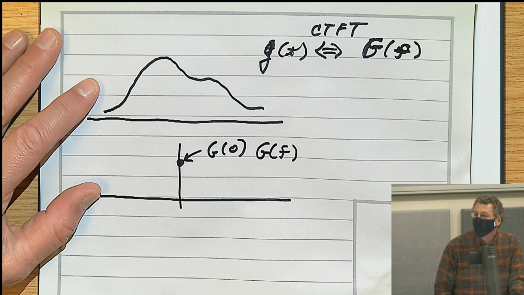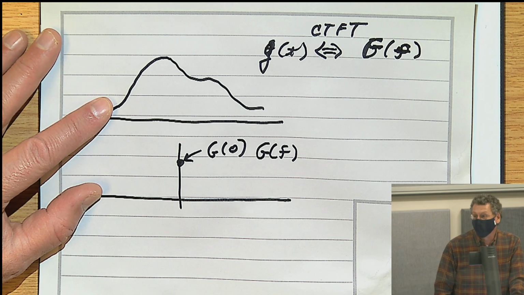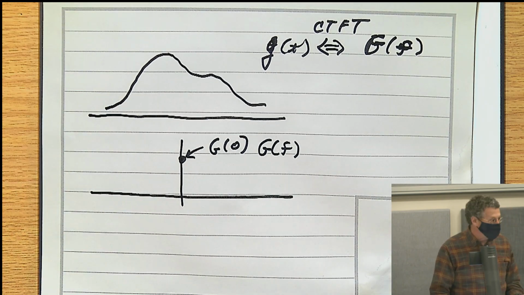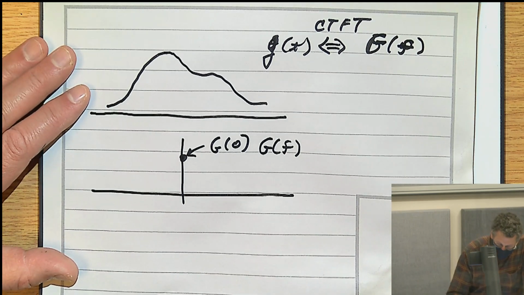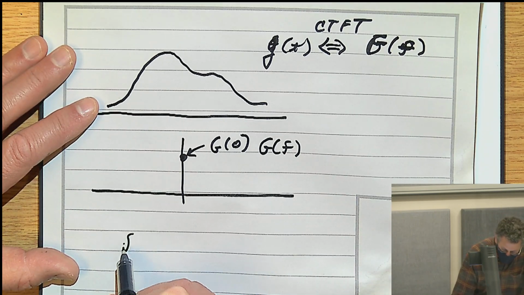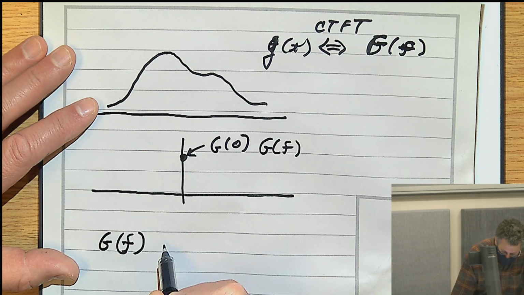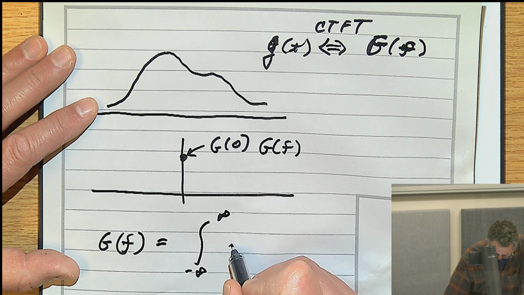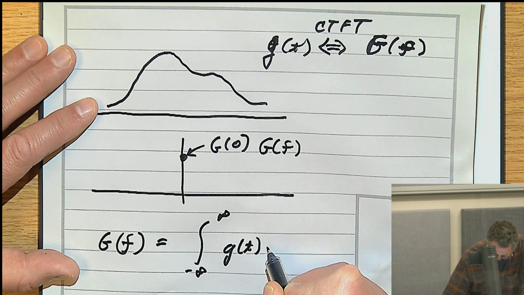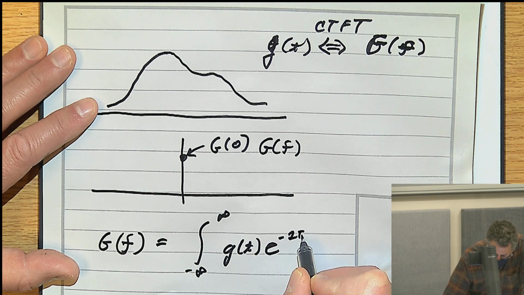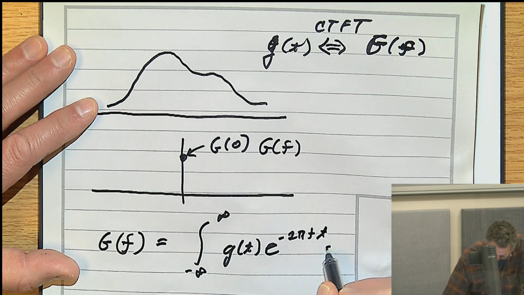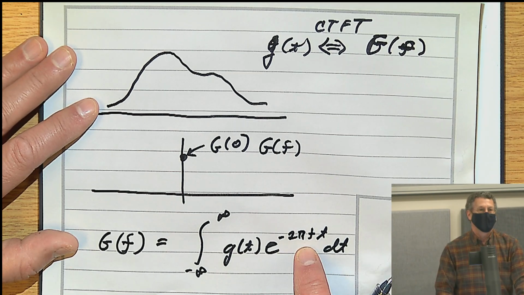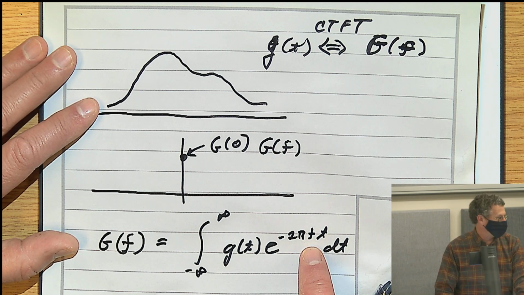Absolute sum of all the points in g. Yeah, except instead of a sum, it's an integral. So if I look at the Fourier transform integral, g of f is equal to the integral from minus infinity to infinity of g of t times e to the minus 2 pi f t dt, right? So if f is 0, e to the minus 2 pi f t is 1.